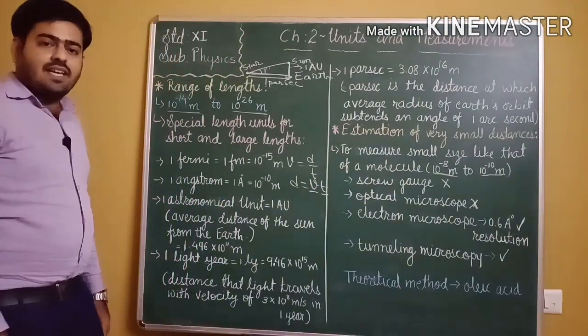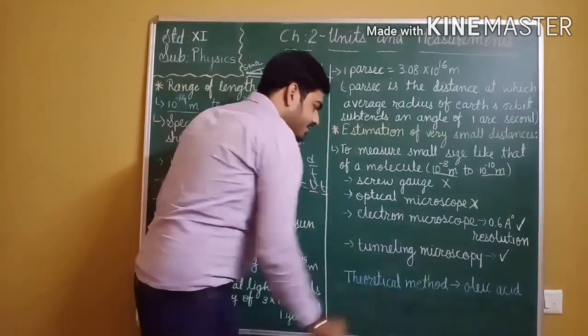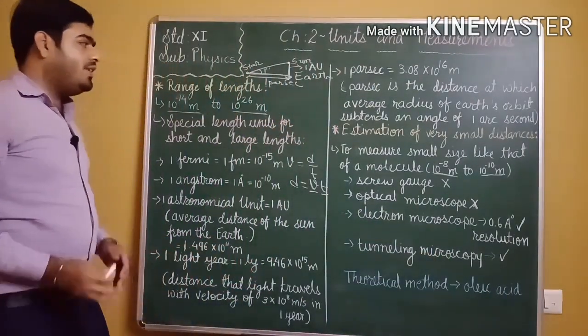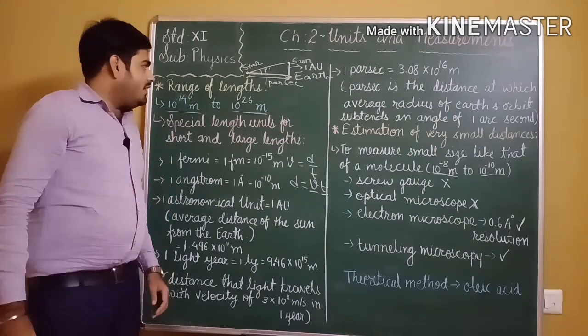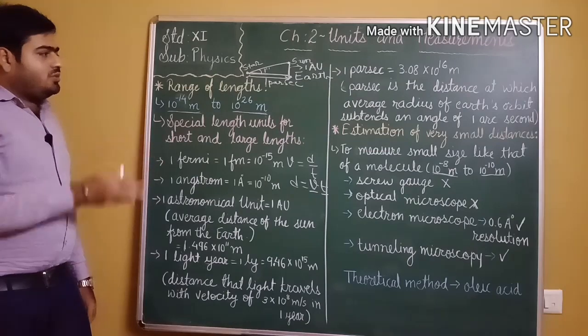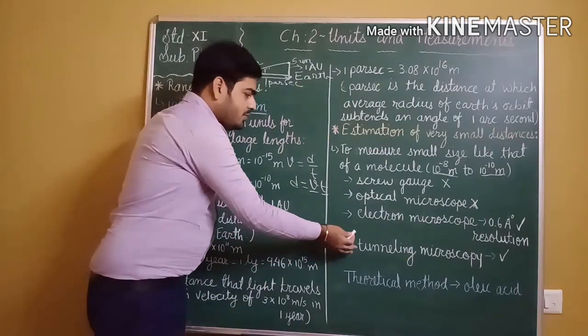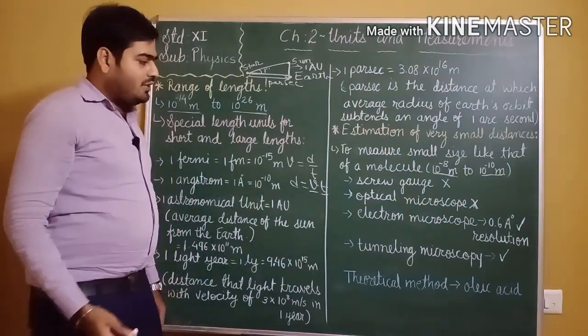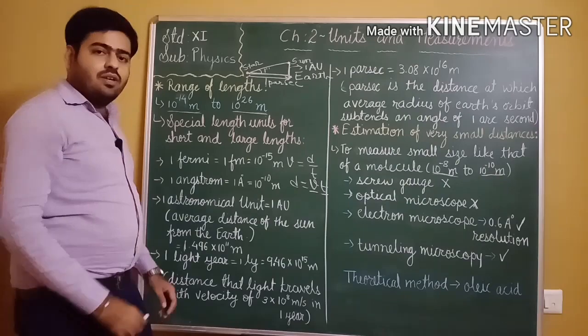Theoretically, if you want to measure the size of molecule, then there is one method, that is the method of oleic acid. Using this method we can theoretically estimate the size of molecule. So these are the methods through which we can measure the size of molecule: using electron microscope, using tunneling microscopy. And if we want to find it theoretically, then we have to use the method of oleic acid.